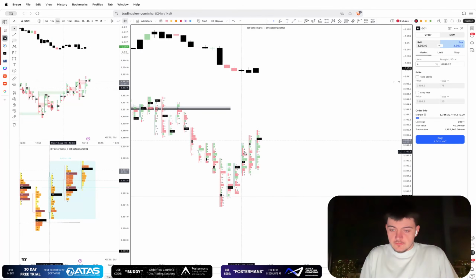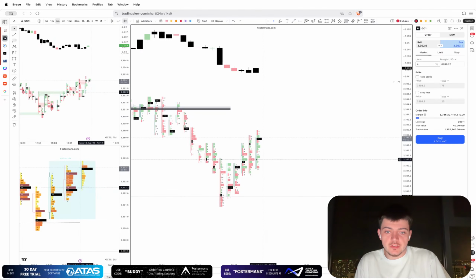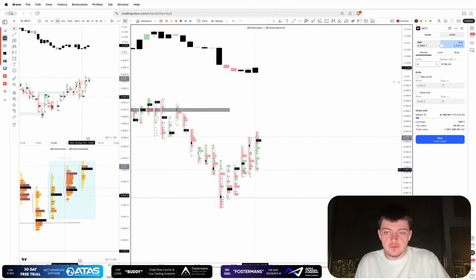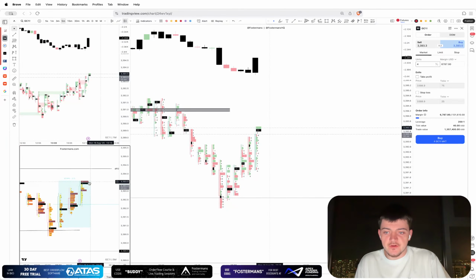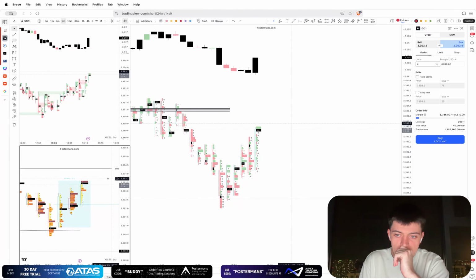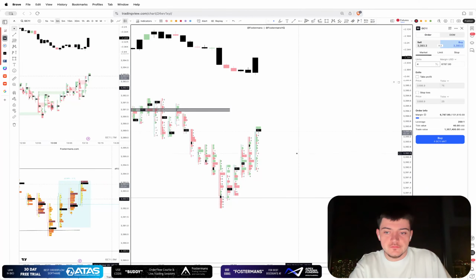So again, we closed and then just opened right down here on that 5 minute right at this POC, and now we're getting that nice little pump up. So again, you probably could have taken that trade. A lot of volume coming in at these highs. Whoa. That would have been a really nice scalp setup right here.